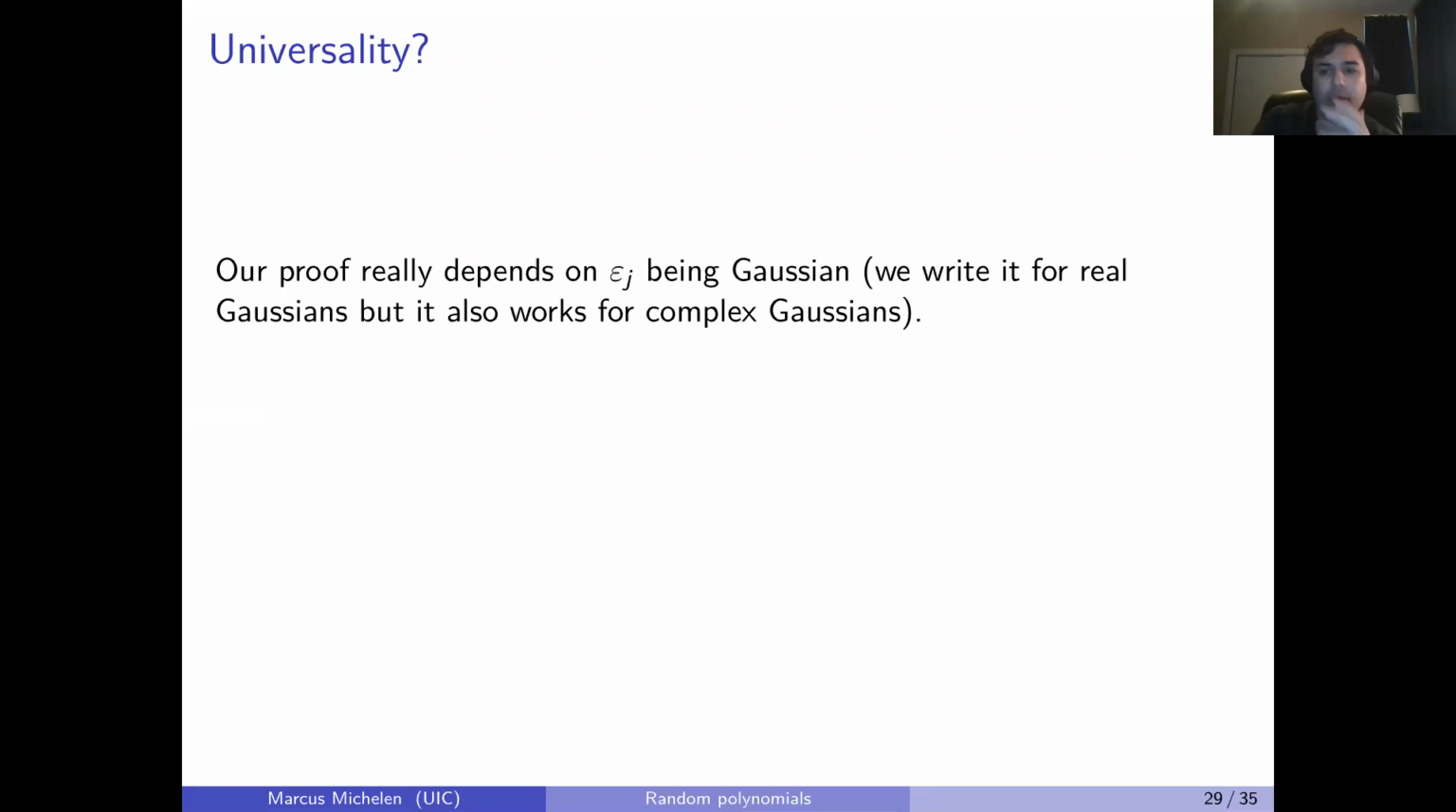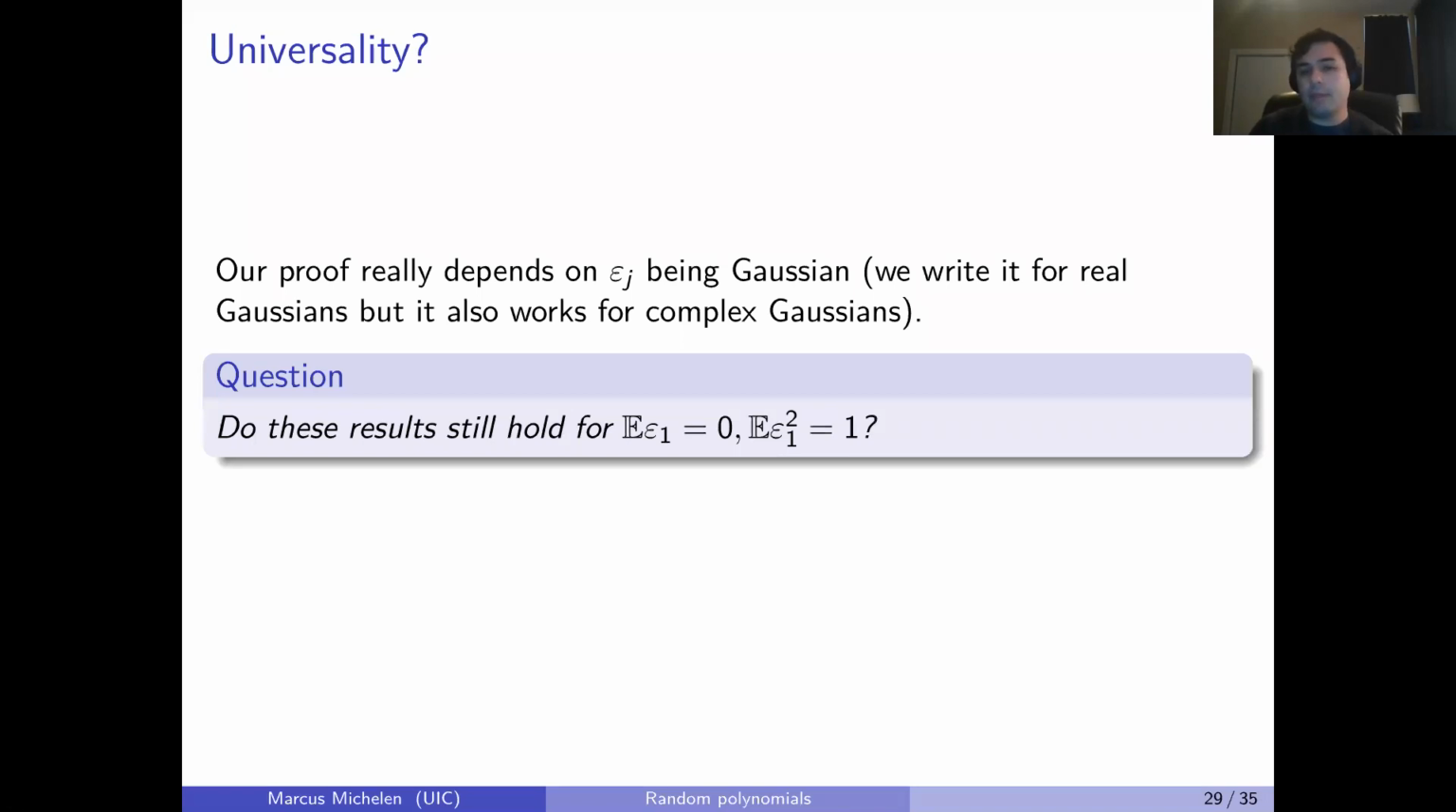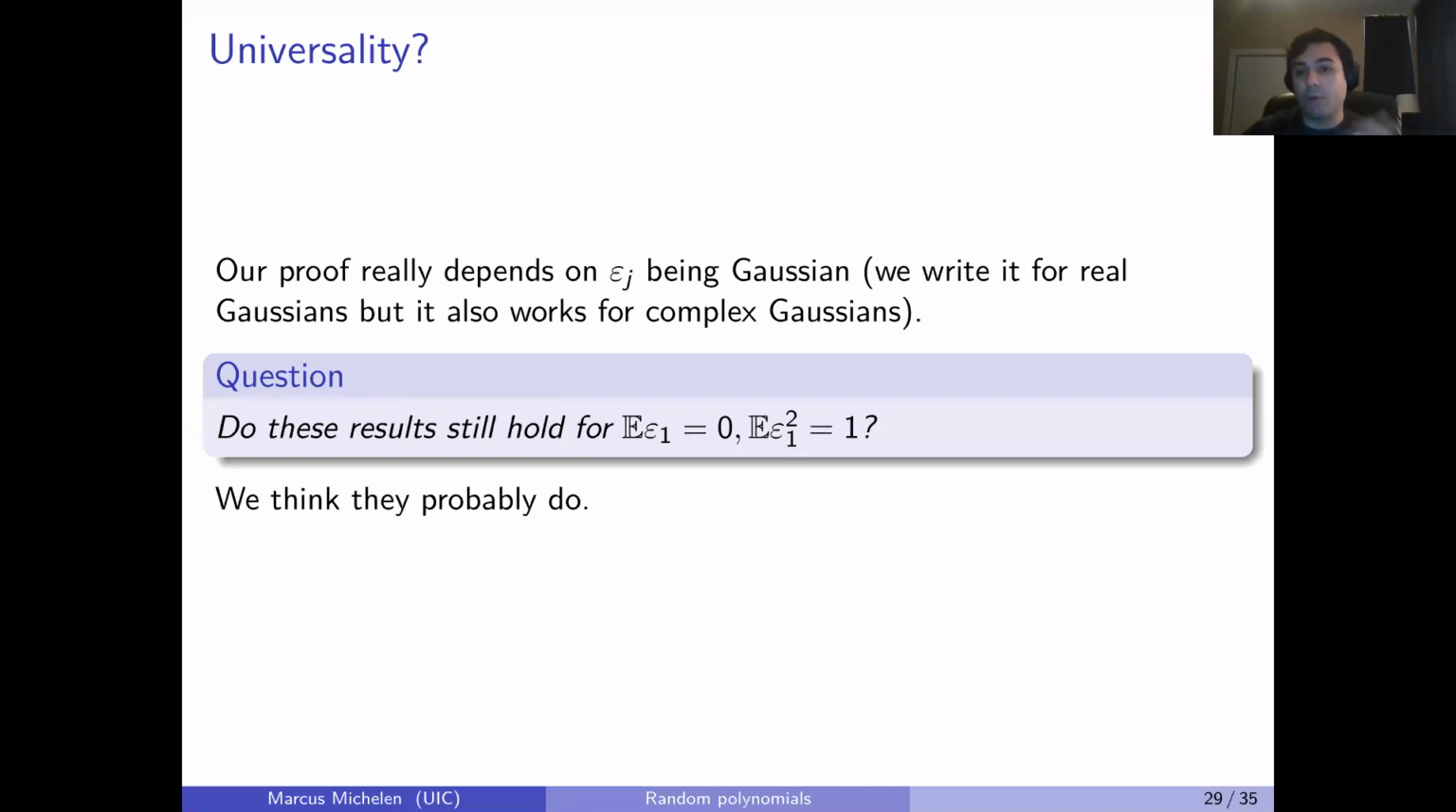Oh, I'm sorry. Before we do that, I want to point out one question that's still on the table. Everything I told you about for complex roots really depends on the coefficients being Gaussian. So we wrote the proof for real Gaussians, but it also works essentially verbatim for complex Gaussians, although without this symmetry above and below the real axis. So it's still open whether or not this holds for arbitrary variables that are mean zero variance 1. We expect the answer is yes, but our methods don't give that. They really do depend on this Kac formula, which uses the fact that the coefficients are Gaussian very deeply.